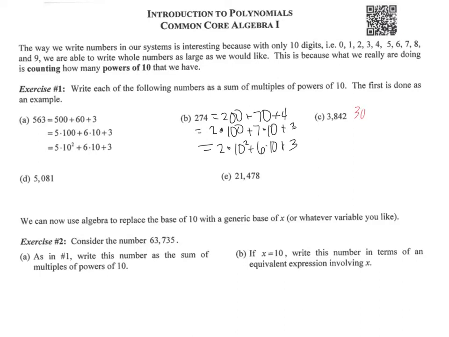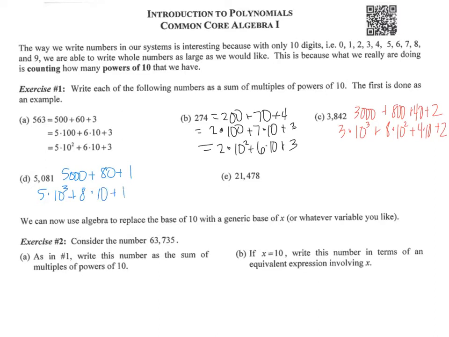The next one is 3,000 plus 800 plus 40 plus 2. Well, 3,000 is 3 times 10 to the third. 800 is 8 times 10 squared. 40 is 4 times 10, and then plus 2. Next one, 5,000 plus 80 plus 1. So 5 times 10 cubed plus 8 times 10 plus 1.